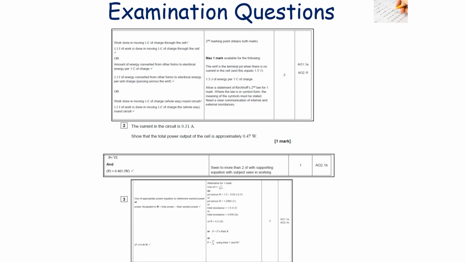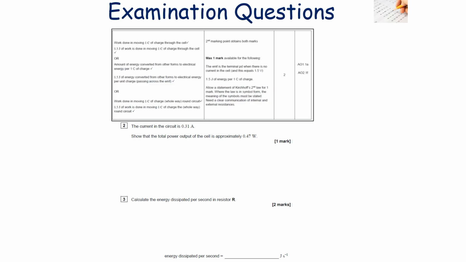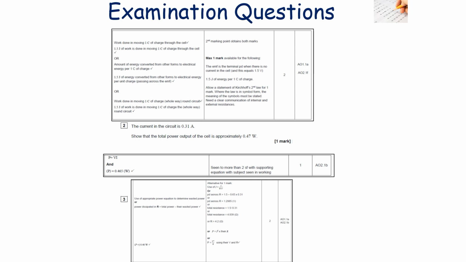And finally, calculate the energy dissipated per second in the resistor. Now what you've got to understand is that the total power into a circuit equals the total power out. So if we know what the total power going in is going to be, and if we look at the top, we can work it out because we've got the total EMF and we've got the internal resistance. Therefore we can say that the power dissipated in R is equal to the total power minus the wasted power. So you pop that all through and you get your answer to be 0.40 watts.